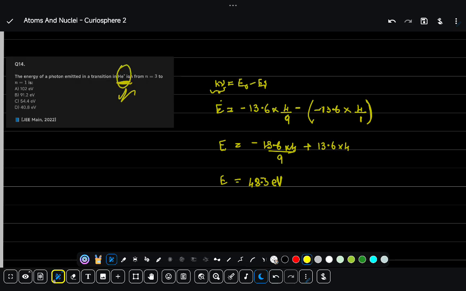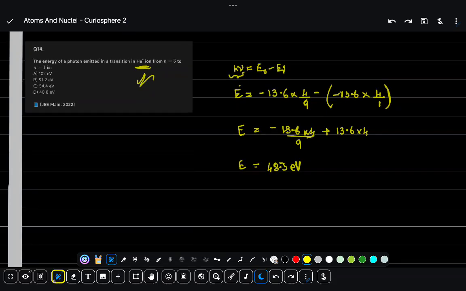Z is what? Helium, it is 2. So 2 squared is 4. N is equal to 3 for the first case, 9, and n is equal to 1 for the second case, 1. So yeah, everything is fine, guys. Everything is fine. I think there is some mistake in the options. In the last, I think it should be 48.3. So however our answer is 48.3. That is correct only. 48.3 electron volts.